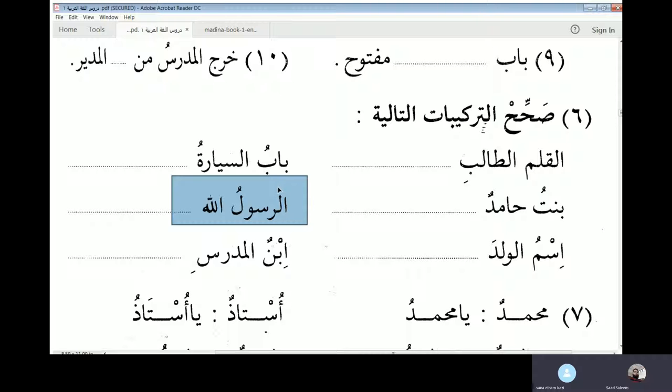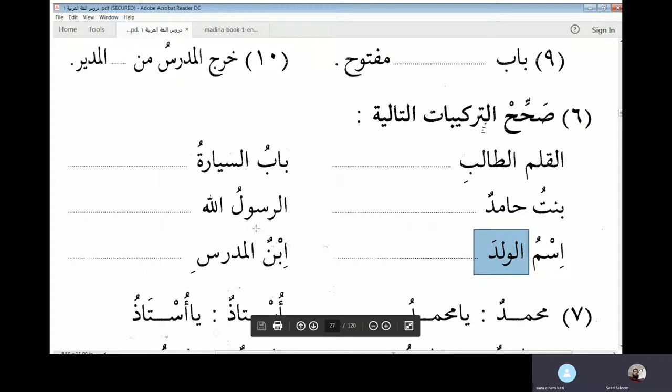Ar-Rasulullahi. Okay, what is the mistake here? It should not be al rasulullahi. Muzaf cannot have alif lam. I'll just write this point. So Muzaf cannot be definite, Muzaf cannot have al. Ismu waladin. Ismul waladi, because it is a common noun, so waladi. Yes, Muzaf alayh should be majroor. Okay. Next.